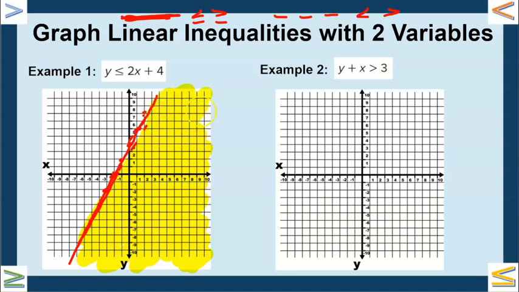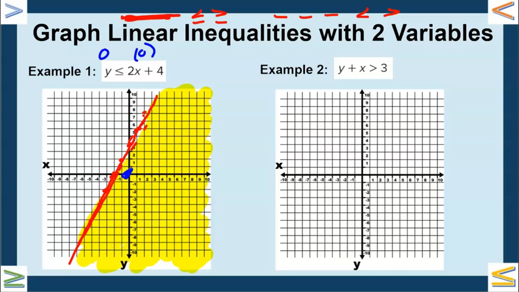Now, if that is hard for you to determine, then you would just pick a point to put in for x and y. As long as the line doesn't go through the origin, I would just use 0, 0. Let's say I wanted to see if 0, 0 works. If I put a 0 in for y and a 0 in for x, does the statement still hold true? 2 times 0 is 0. 0 plus 4 is 4. Is 0 less than or equal to 4? Yes. So wherever 0, 0 is, that's the side I shade in.